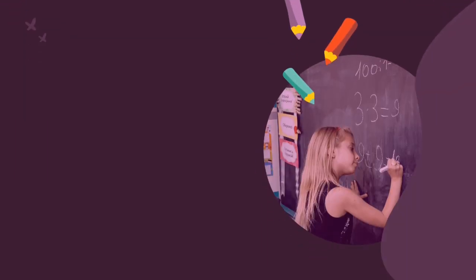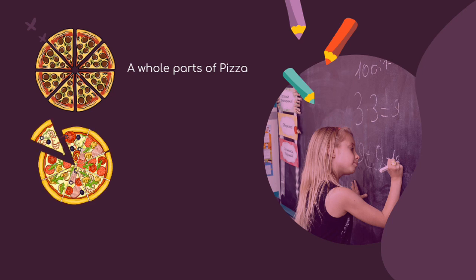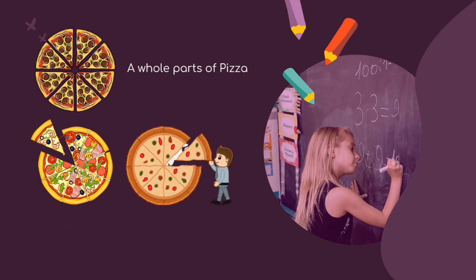If we describe it with a picture, you cut the pizza into 8 parts, and in a fraction it's called the whole. After that, you eat 1 part of the 8 parts of pizza. In a fraction, it's called the part that you take. So, in fraction, there are 2 most important things: the whole pizza that you cut, and the part that you take, or the part that you eat.